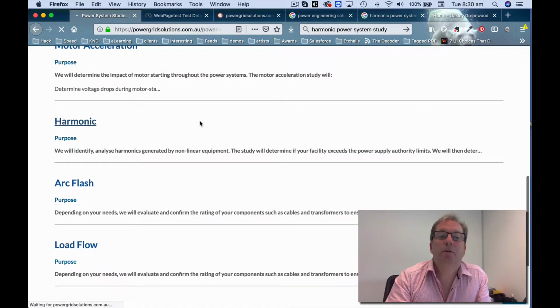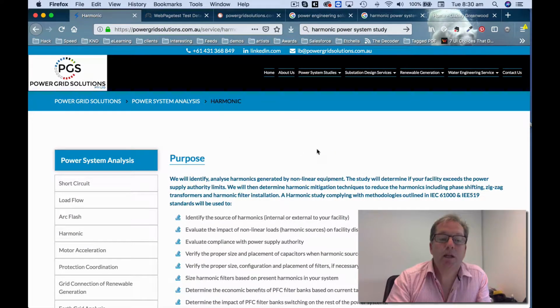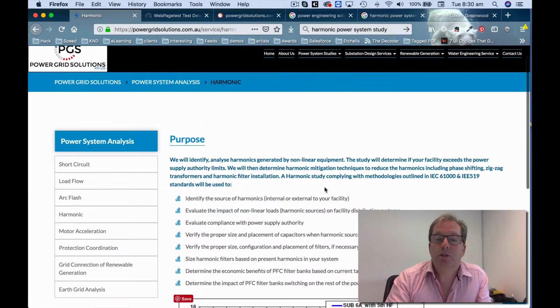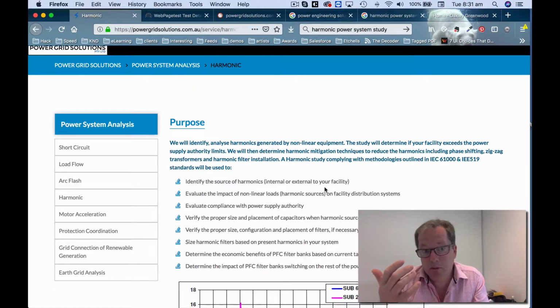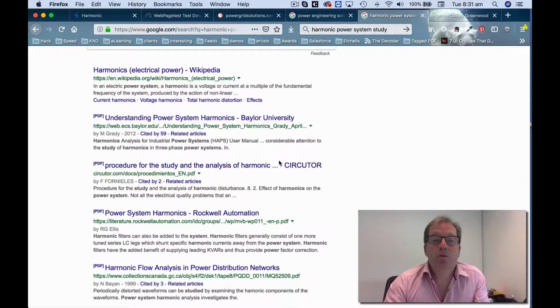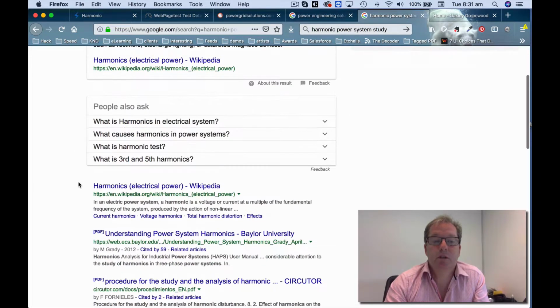Here's your harmonic. So theoretically, this page should rank quite well if it was set up properly. I don't think you have a huge number of competitors in this industry for the type of work you do. It's very specific. You should be able to rank okay for this sort of search, but at the moment you're pretty much nowhere. So I'm on Google here, harmonic power system study.